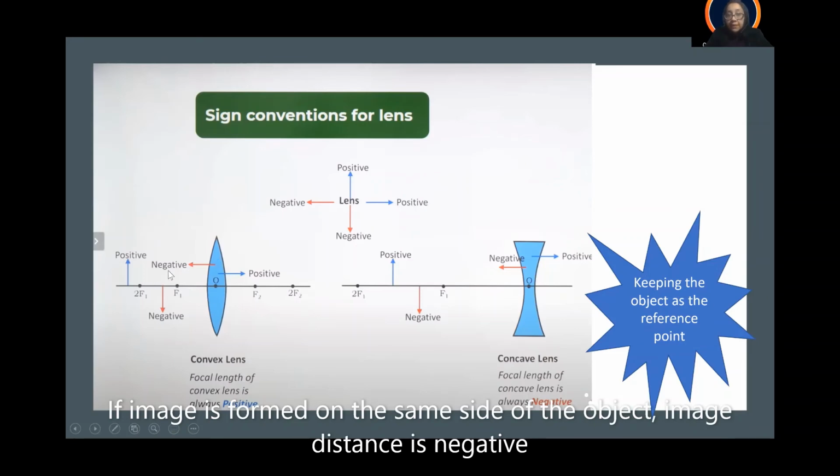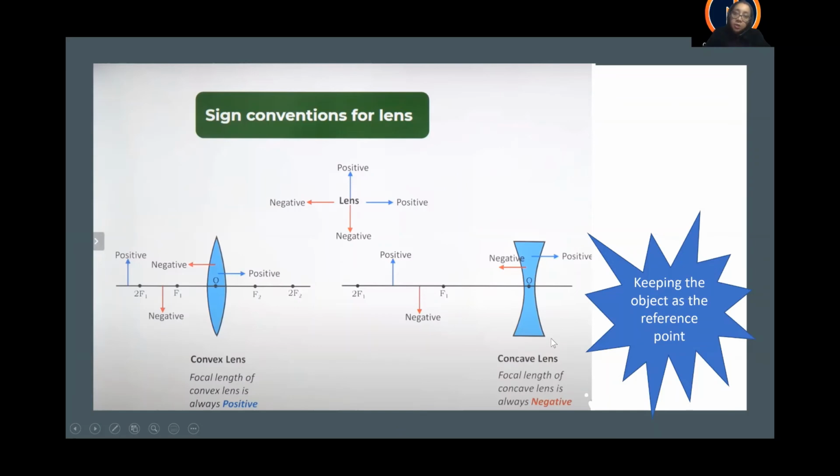So here, for example, for a convex lens, if you place the object on this side, then it is negative. So the object distance will always be negative, and object height will always be positive. If the image is formed on the same side as the object, then the image distance is also negative. But if the image is formed on the other side of the lens, then it is considered positive. So the only difference is that the reference is the object. We will keep the object as the reference and keep the mirror or lens at the origin.